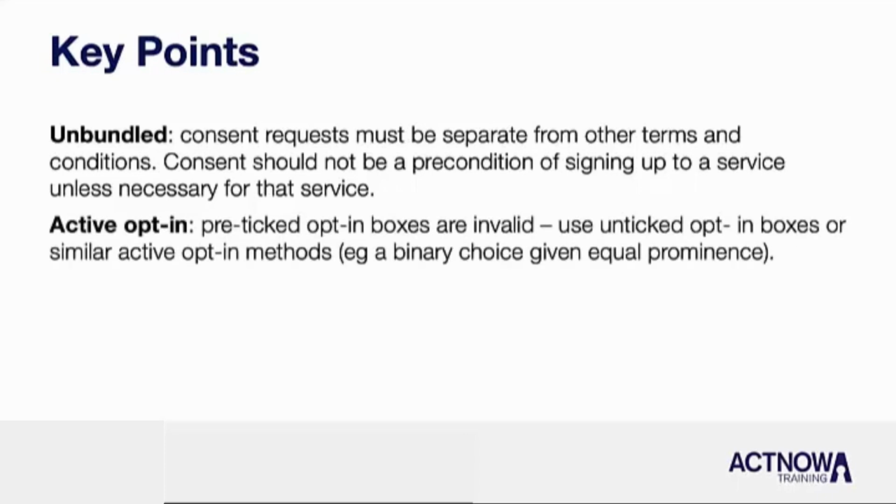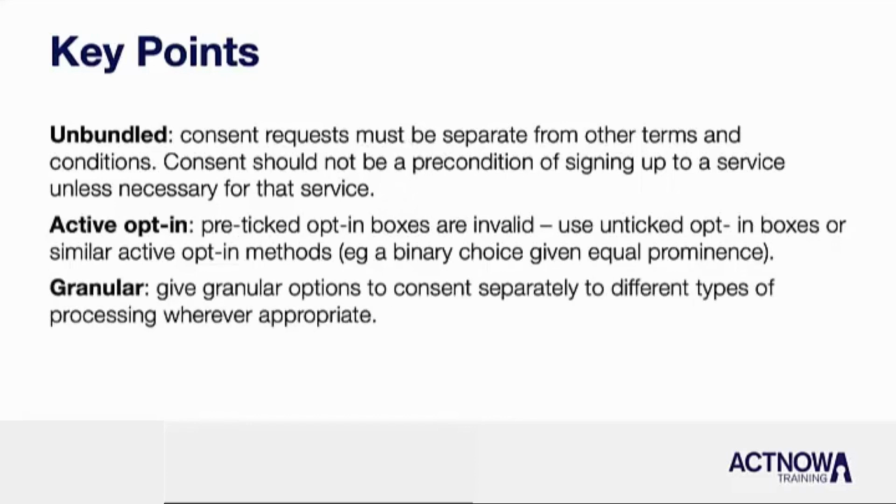Someone must actively opt in. Pre-ticked boxes are invalid. It's got to be specifically opt-in boxes where someone does something. They say yes or no, they sign something, they tick something, whatever it might be. It has to be granular. So you have to give granular options to consent separately to different types of processing where appropriate. So if you want consent for 3 different things that all might be part of the same service, then you might need to get 3 individual consents.